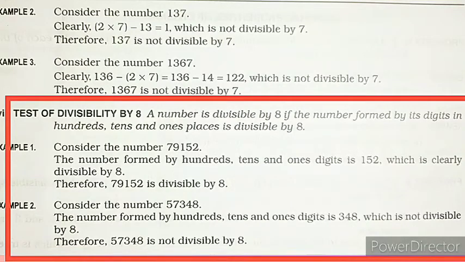Now let's see. A number is divisible by 8 if the number formed by its digits in the hundreds, tens and ones place is divisible by 8. Understand? Now consider the number 79152. The last 3 digits are 152. If I try to divide 152 by 8, I will see that it is clearly divisible by 8. Therefore 79152 is divisible by 8. And in the second example, the last 3 digits are 348. If I try to divide that, it is not divisible by 8. Therefore the whole number 57348 is not divisible by 8.